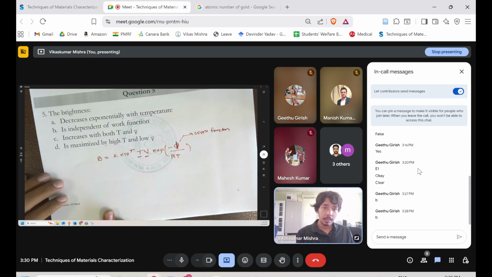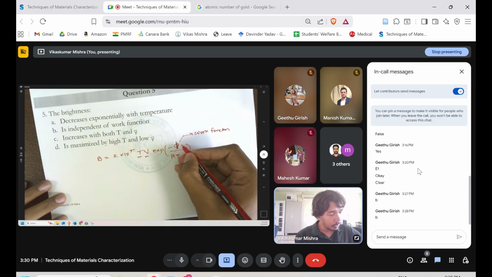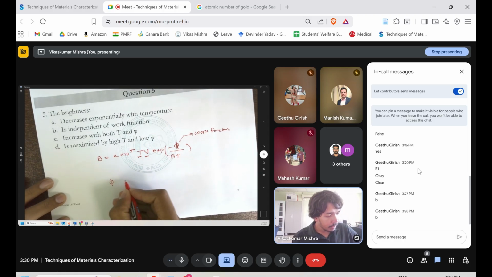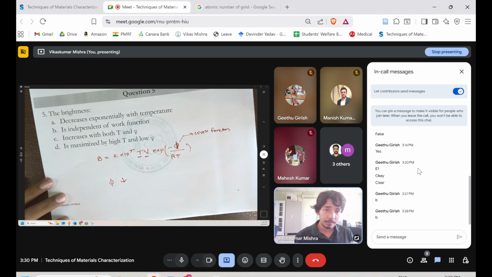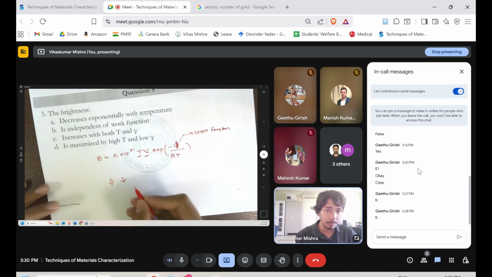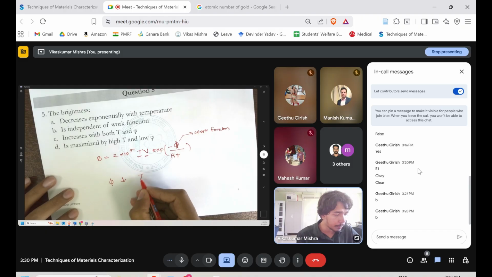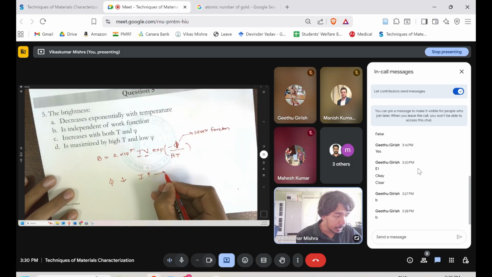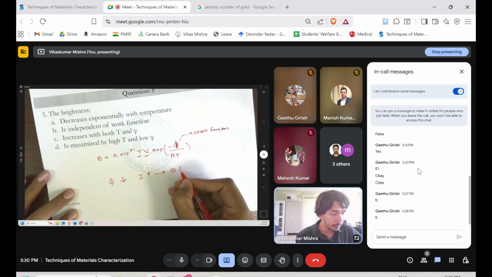We know that if the work function is higher, it will be very difficult for us to remove the electron from the specimen. If the work function is low, we can easily eject the electron from the specimen, right? So lower phi means it is easy to eject the electron, and you will get more electrons. It means the electron concentration will be more, the beam current will be more, and so we know that the brightness will be more.